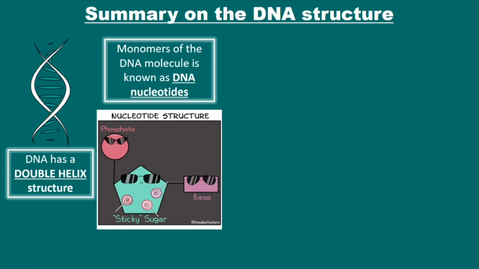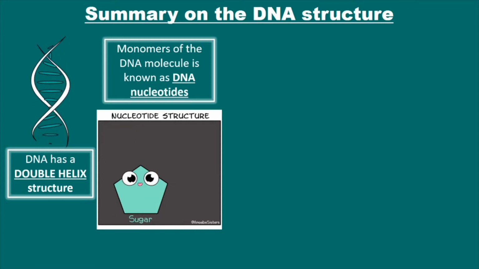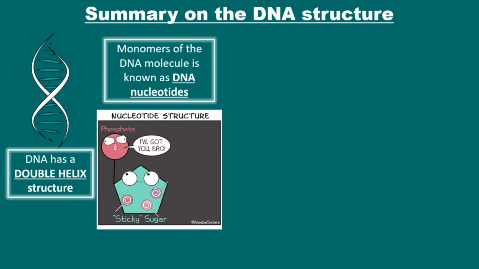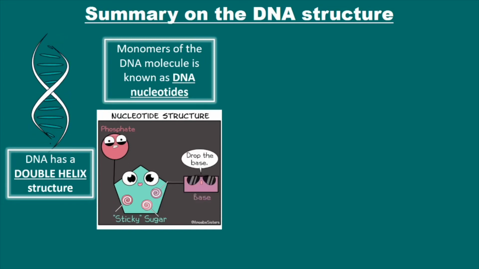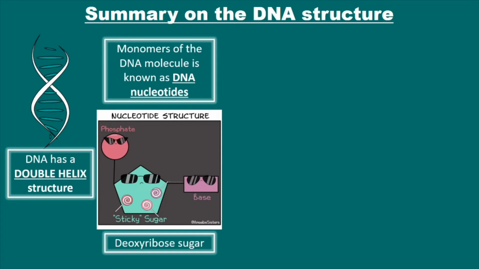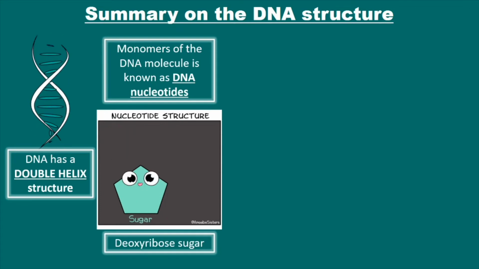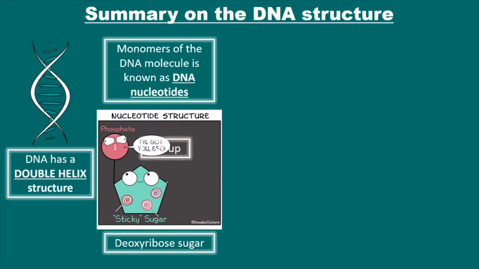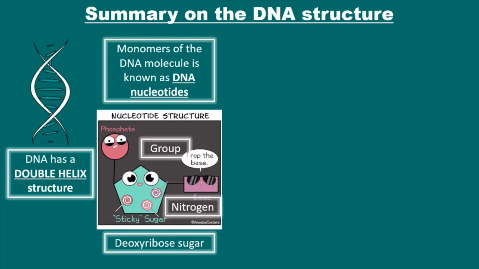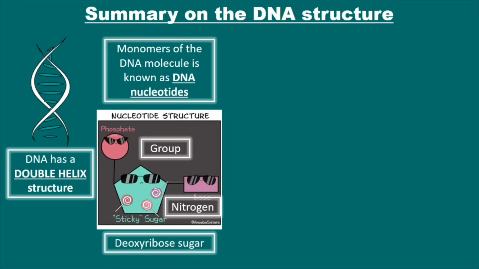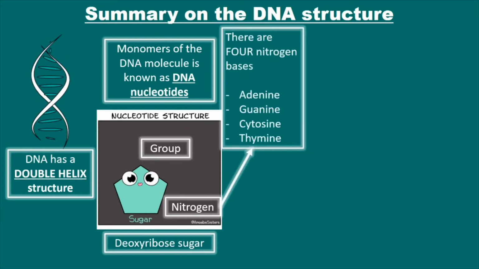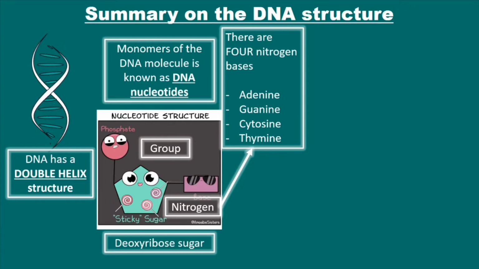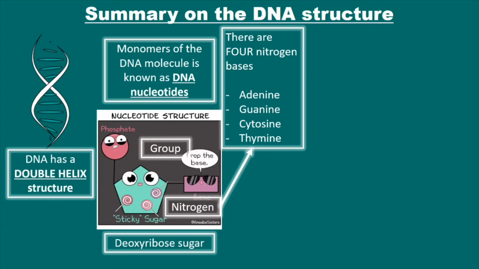If we look at the picture at the bottom, it represents the structure of a nucleotide. Firstly, we have a deoxyribose sugar. And then in the left top hand corner, you will see the small little circle, which is known as the phosphate group. And then we move over to the nitrogen base. We have 4 nitrogen bases: adenine, guanine, cytosine, and thymine.